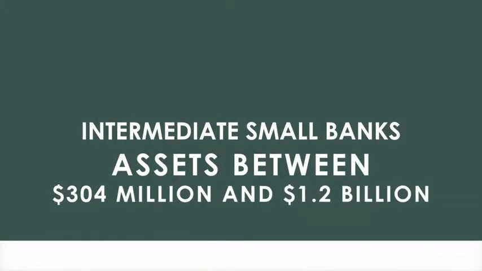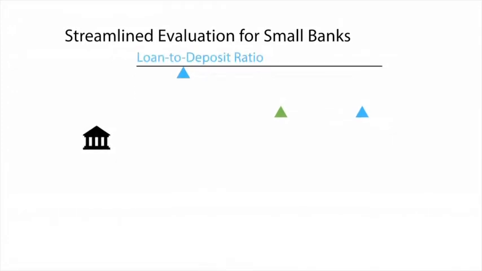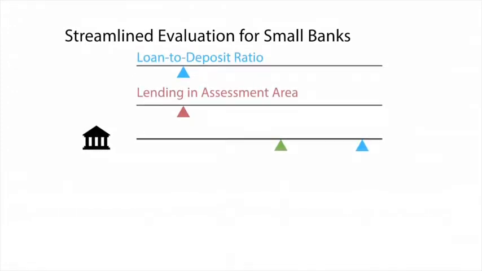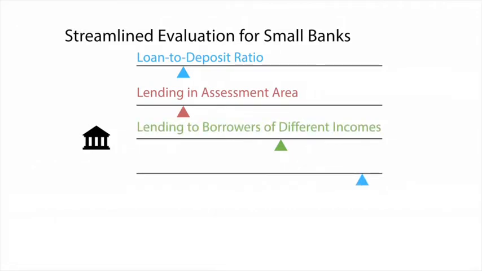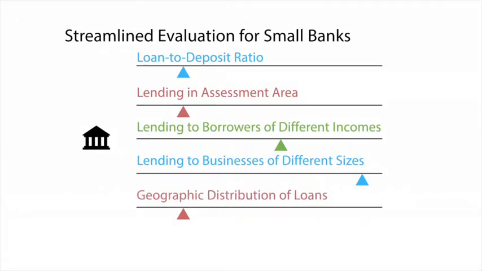Intermediate small banks are those with assets between $304 million and $1.2 billion. Adjustments to the asset thresholds based on changes to the Consumer Price Index are calculated and published by the agencies at the end of each year. The streamlined evaluation for small banks has 5 performance criteria: loan-to-deposit ratio, lending in assessment area, lending to borrowers of different incomes and businesses of different sizes, geographic distribution of loans, and responses to consumer complaints.